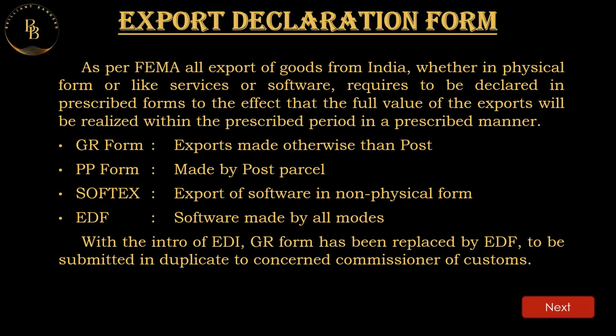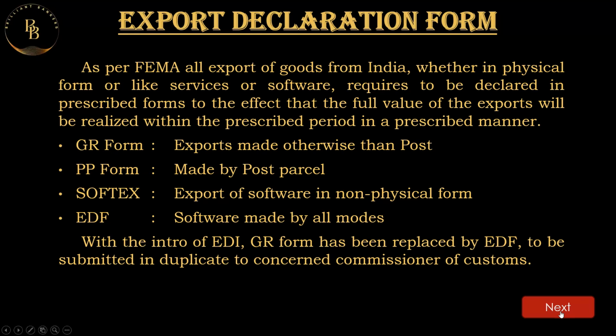The EDF form should be submitted in duplicate to the concerned Commissioner of Customs. After verifying and authenticating the declaration in the form EDF, the customs will hand over the same to the exporter, and one copy of the shipping bill is marked exchange control copy, in which form EDF has been approved for being submitted to the authorized dealer.